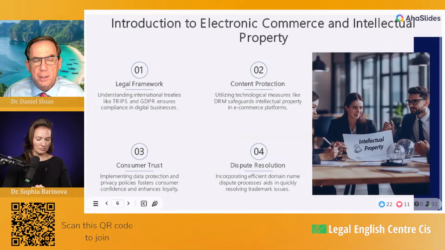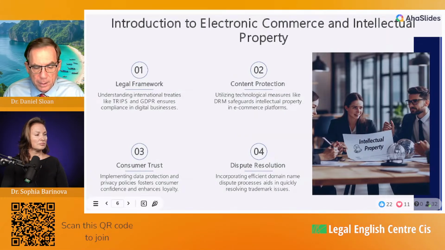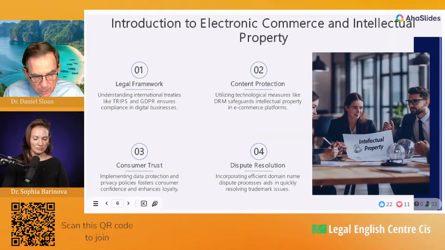Introduction to electronic commerce and intellectual property. Again, what is the legal framework? So we need an understanding of international treaties like TRIPS, and GDPR ensures compliance in digital businesses. We want to have content protection utilizing technological measures like DRM, digital rights management, safeguards for intellectual property in e-commerce platforms. And then consumer trust: implementing data protection and privacy policies fosters consumer confidence and enhances loyalty.